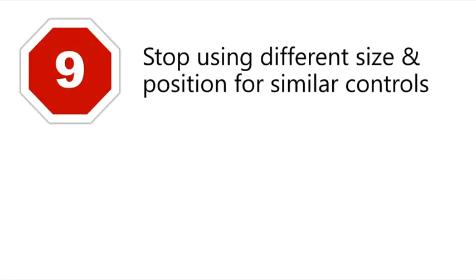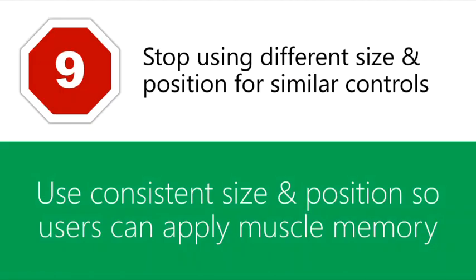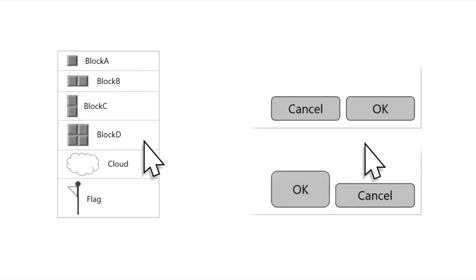So, number 9, stop using different size and position for similar controls. Instead, use consistent size and position so users can apply muscle memory. What does this mean? Specifically, it means following standard sizes and positions for similar groups of controls that the user clicks on, as opposed to different sizes, which require the user to adjust where they need to click.